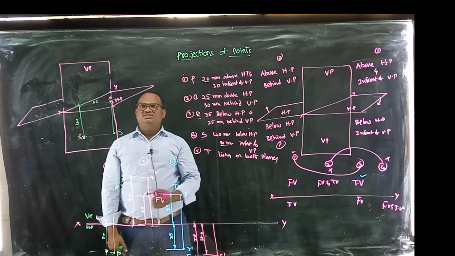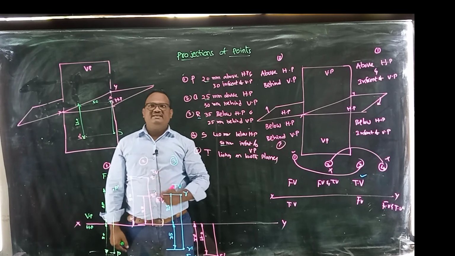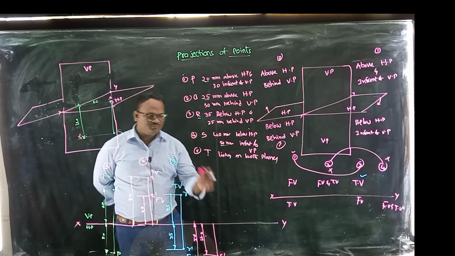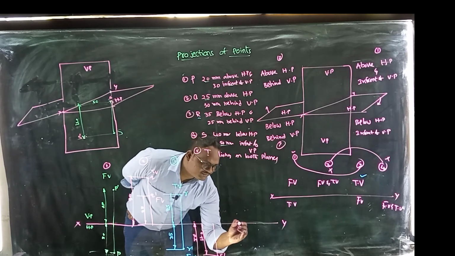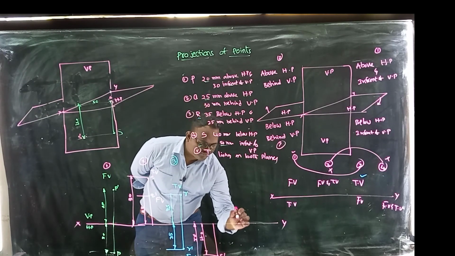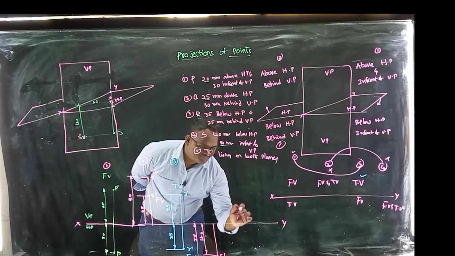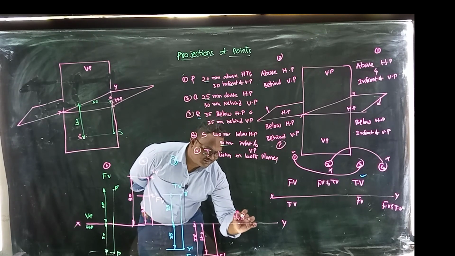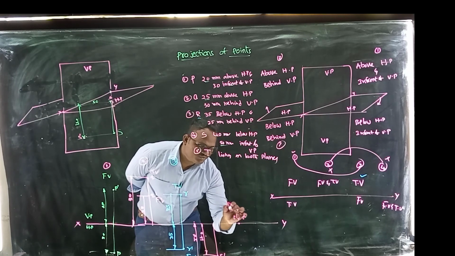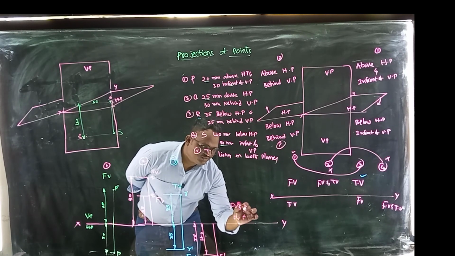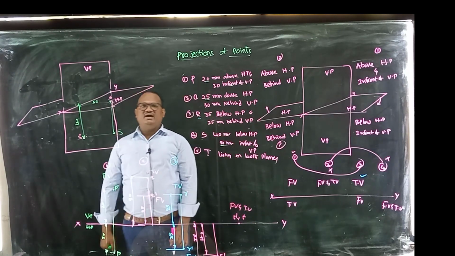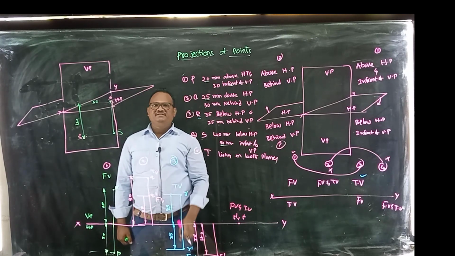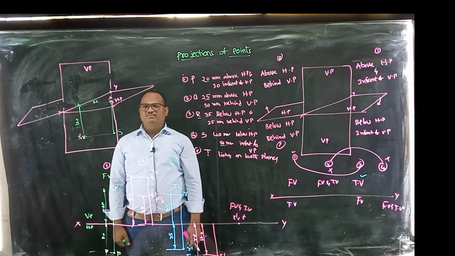Okay, so last, the point T lies on both planes, which means always you have to assume the point on the XY line only. That is only a front view. For example, what is the point T? So that is only the front view, that is only the top view. Okay, so that is the only front view, that is only the top view. So that is the answer for the fifth point. That means point T lies on both planes.